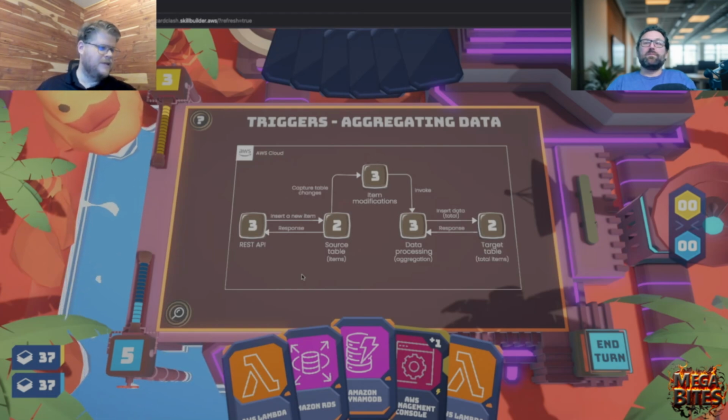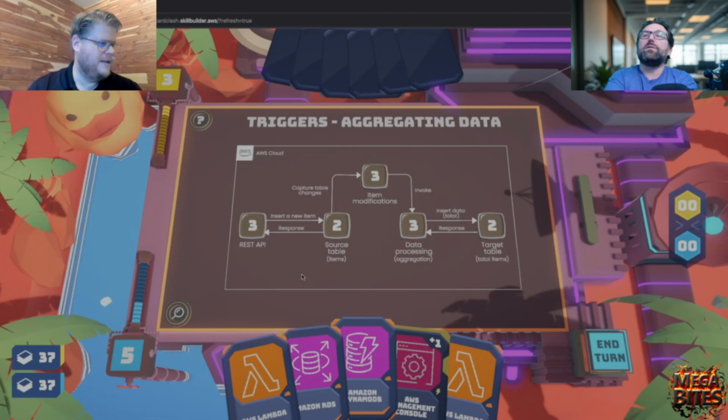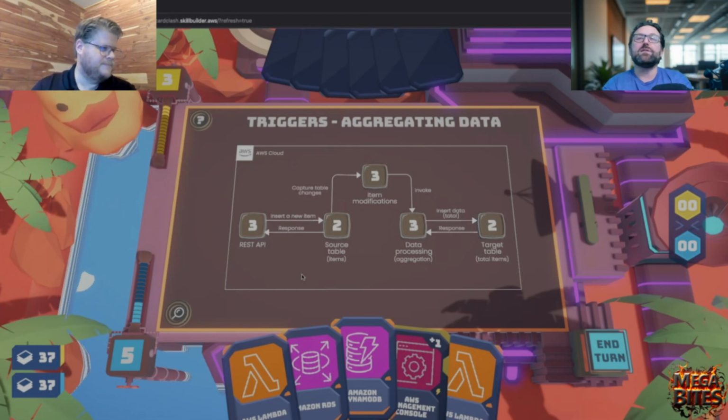Or the target table has more than one source table feeding into it, and it's just where everything gets dumped. But the item modifications, right? Whatever is happening in the stream, you're going to have all the writes, all the updates, and all the deletes in the item modification.